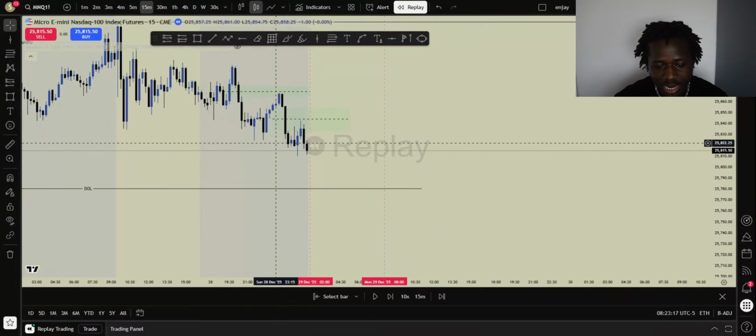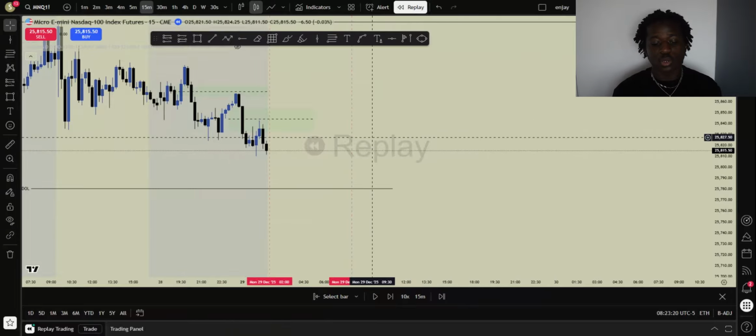All right. Now, there is also a possibility that we could miss out on this setup and price could just drop straight down. We could miss out on the setup. We don't make any money for the day, or we don't catch a trade for the day. But we want to see what price will do when the 2 a.m.